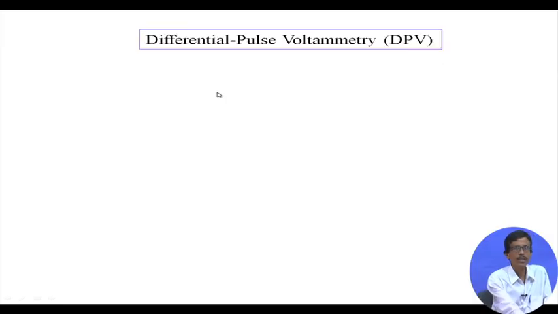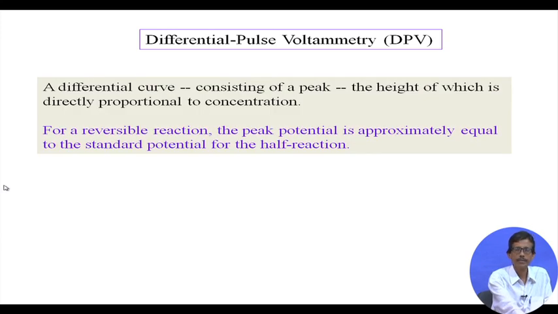So, what are the basic advantages of this particular technique? In DPV we get a differential curve. It is not a typical staircase-like curve, but like your absorption spectrophotometry type of curve, which is a differential curve consisting of a peak. If you have a maxima or a peak, we can find that peak as the corresponding potential for your electron transfer reaction. And one more interesting thing is that it is a very sharp peak, the height of which is directly proportional to the concentration.